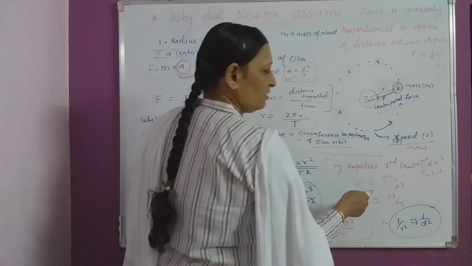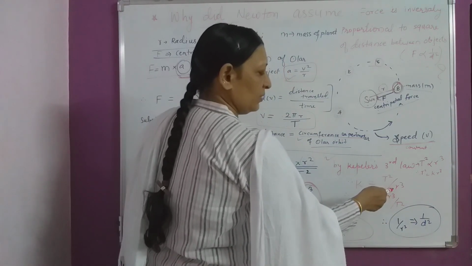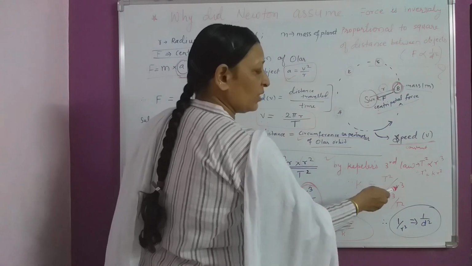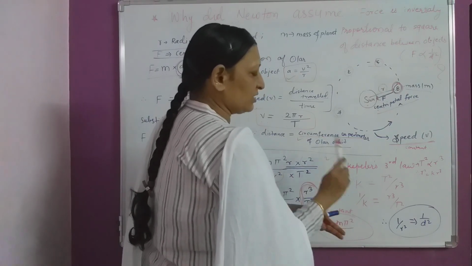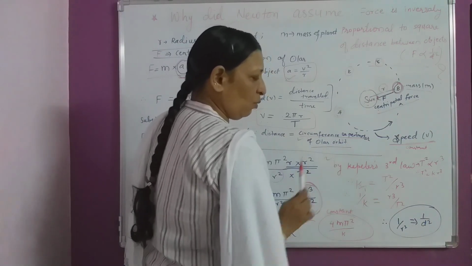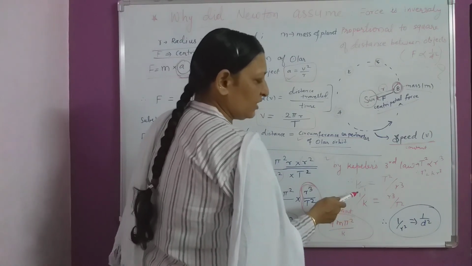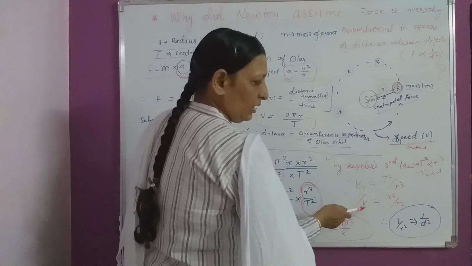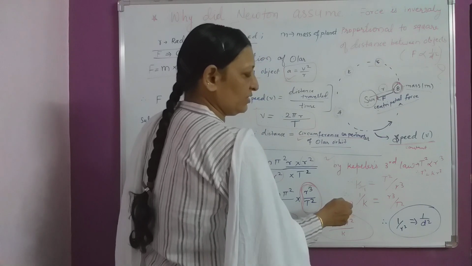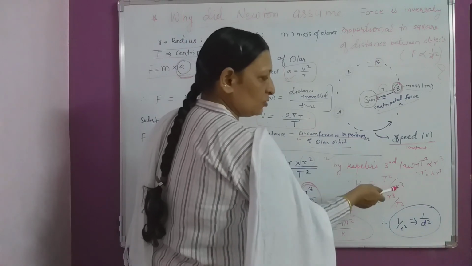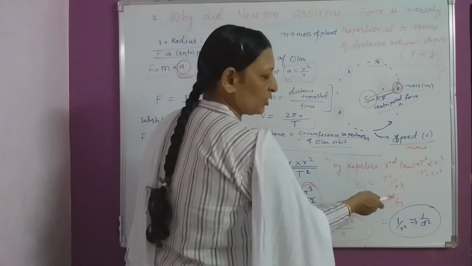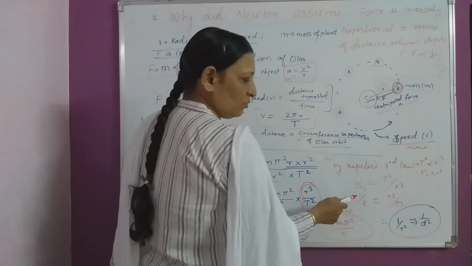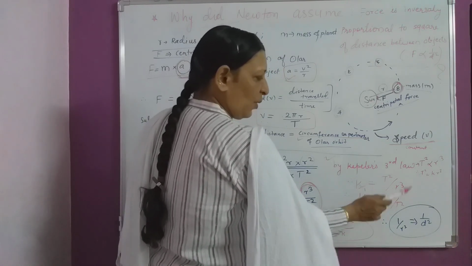Since k is equal to T square upon r cube, if you make it inverse, k means k upon 1, so it will become 1 upon k. And since here we are inverting it, here also we have to invert. So this T square upon r cube will become r cube upon T square, which is 1 upon k is equal to r cube upon T square.